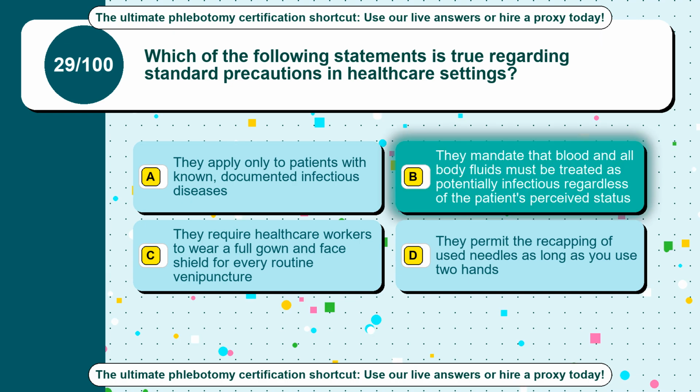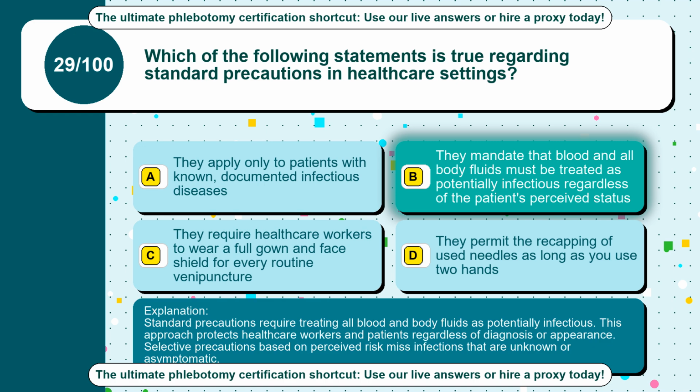They mandate that blood and all body fluids must be treated as potentially infectious regardless of the patient's perceived status. Standard precautions require treating all blood and body fluids as potentially infectious. This approach protects healthcare workers and patients regardless of diagnosis or appearance. Selective precautions based on perceived risk miss infections that are unknown or asymptomatic.